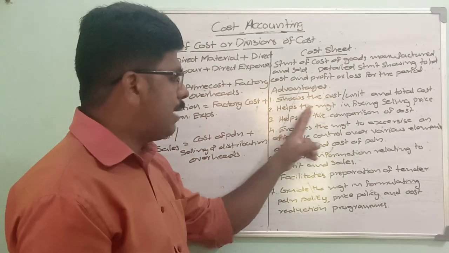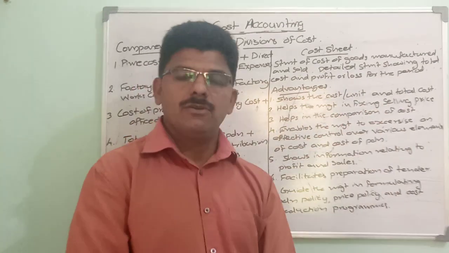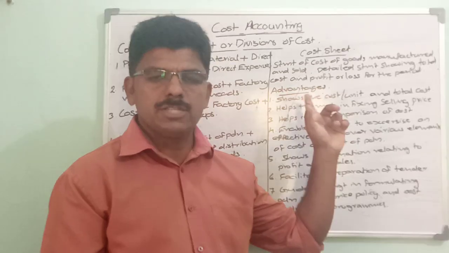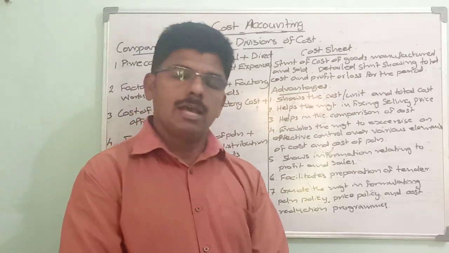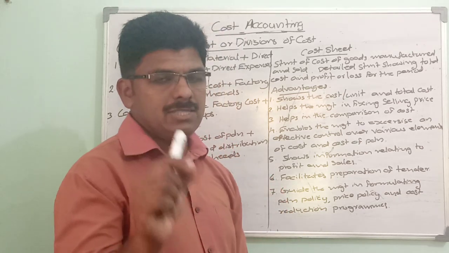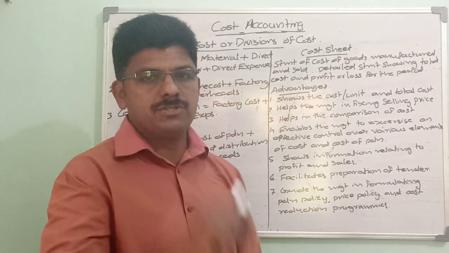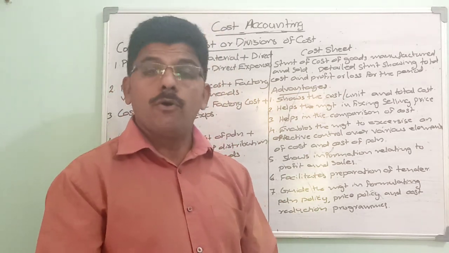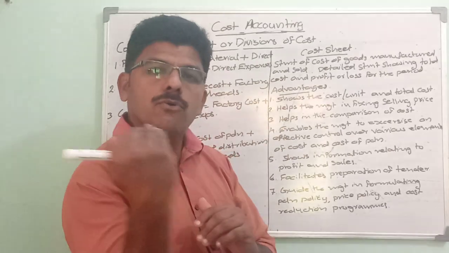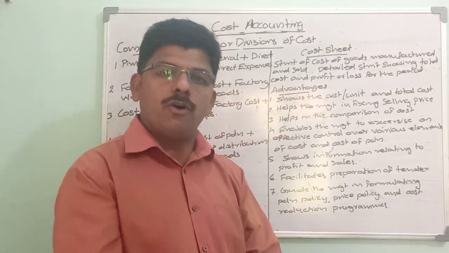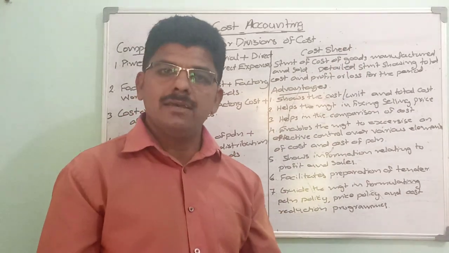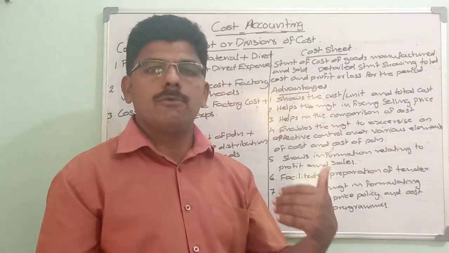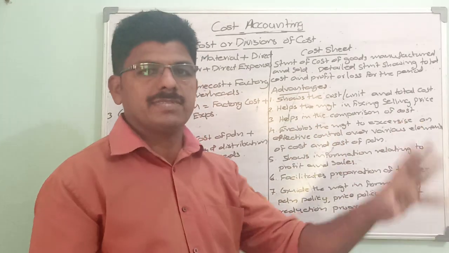Number 2, it helps the management in fixing selling price. Of course, we have seen earlier about this particular point. In fixing selling price, this cost sheet is very, very helpful. Selling price is the exchange value of a commodity expressed in terms of money, or selling price is equal to cost plus profit. So if cost is shown by this cost sheet, of course we can add along with that cost our desired amount of profit to determine the selling price.